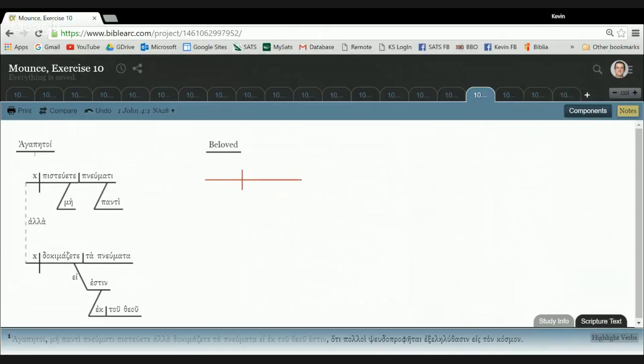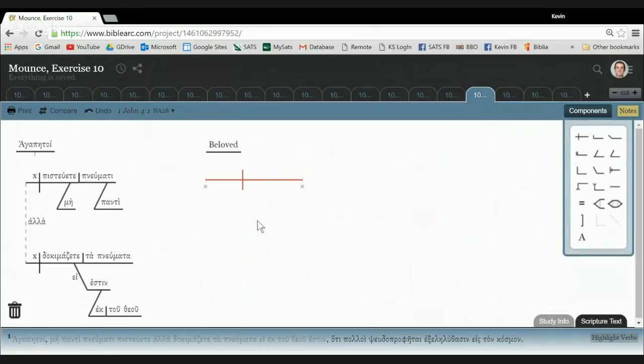Right, so we'd start with our baseline. We're going to look for a subject and a verb. I'm not going to find a subject. I'm not going to find a noun in this clause in the nominative case.